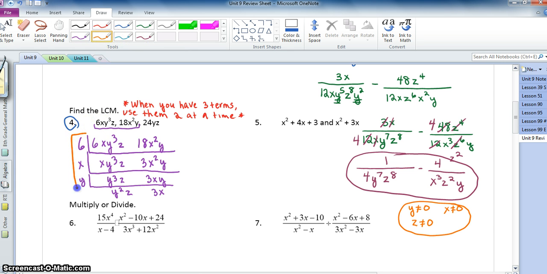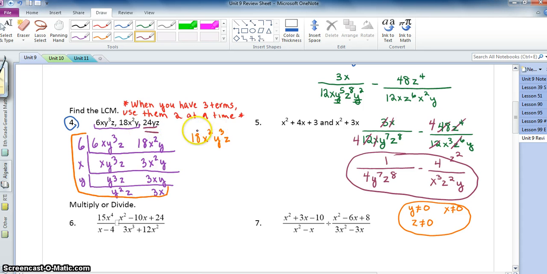Now I can use my L is for LCM. I'm taking all the values in that L and multiplying them together. Well, the 6 times 3 is 18. X times x is x squared. Y times y squared is y to the third. And then I have that z left over. Now what I just found there was the least common multiple between the first 2 terms. I still have a 3rd term here that I can't forget about.